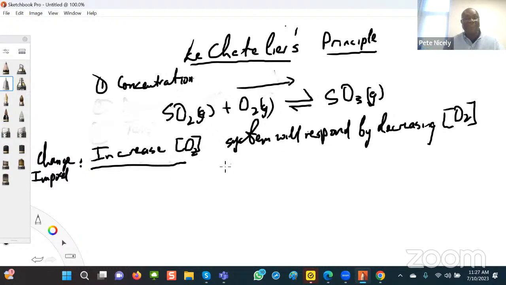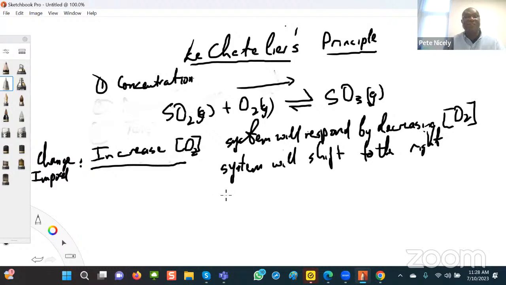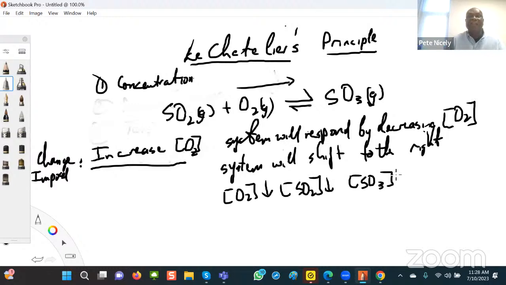Somebody was saying shift to the right. That would indeed be correct, because by shifting to the right, some of the O2 will react with some of the SO2, and the amount of SO3 would increase. So the system will shift to the right, and therefore, in addition to the concentration of O2 decreasing, the concentration of SO2 will also decrease, and the concentration of SO3 will increase.